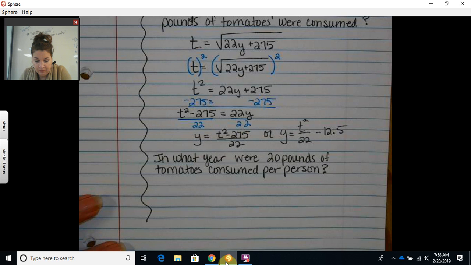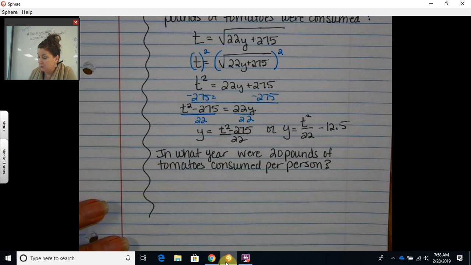Substitute 20 for T. T is tomatoes in pounds, and Y is the number of years since 1980. So what we'll do is we'll find the number of years since 1980, but it asks in what year. So we'll have more work to do after that.